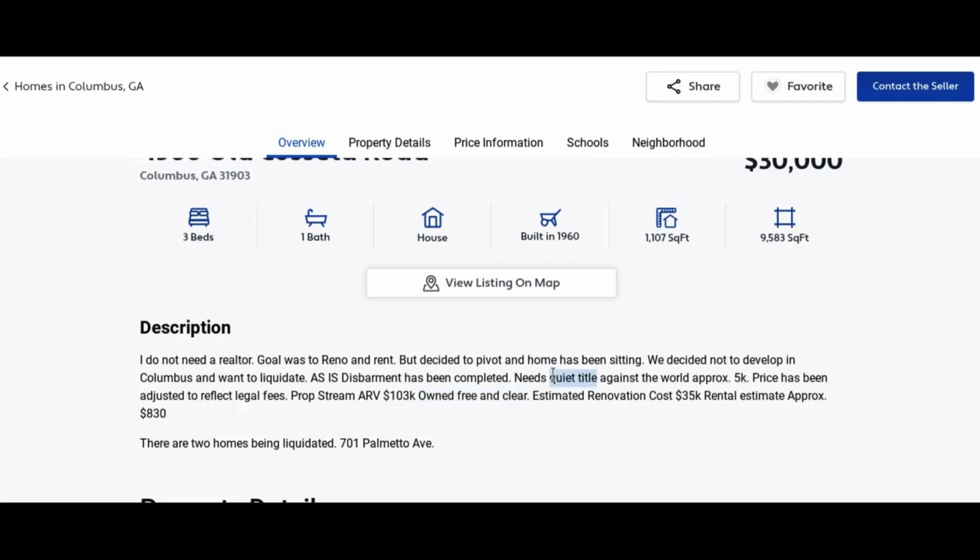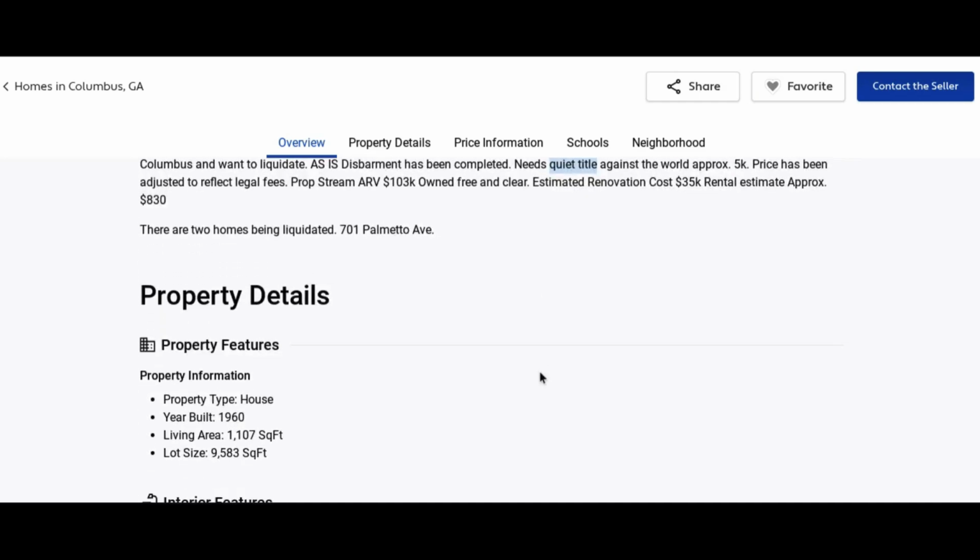Well, if you need quiet title, you don't own it free and clear, because you need to do a quiet title so you own it free and clear. So pay attention to that. All right, so they're saying the estimated renovation is about $35,000. Okay, sure. Well, we'll take it at face value. No problem there. All right, so let's go down a little bit here.